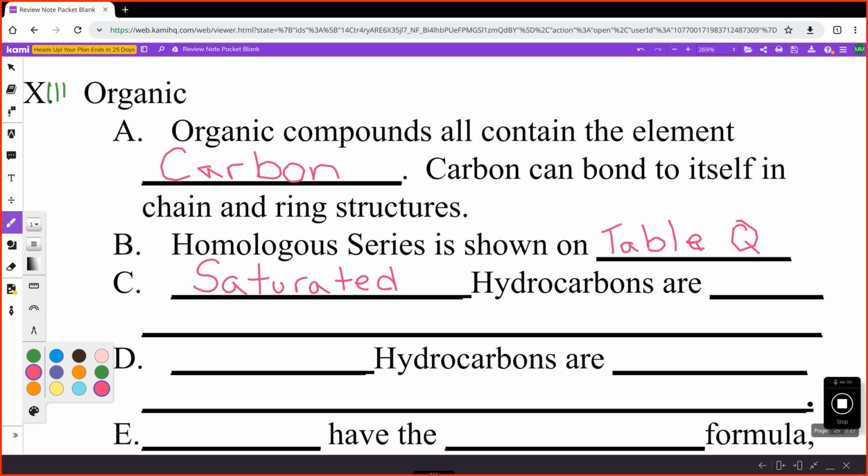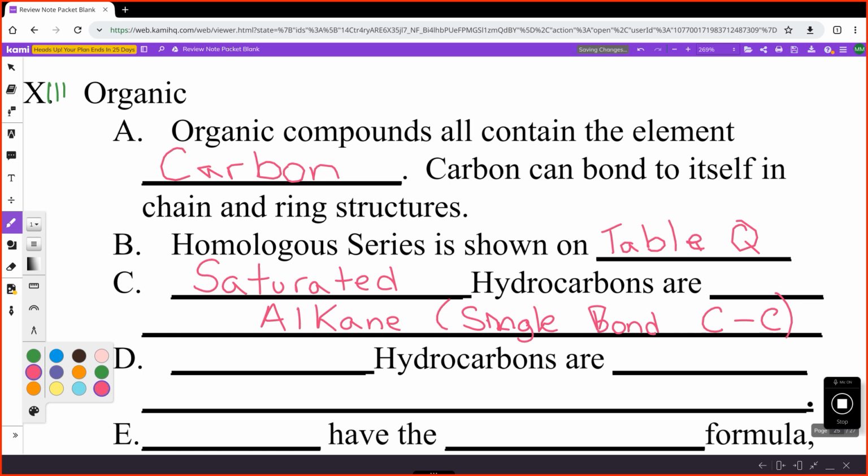A saturated hydrocarbon is only classified as an alkane. And what makes it an alkane is the same reason why we call it saturated: it only has single bonds between the carbons. So every bond between carbons has to look like that. That's what makes it saturated.